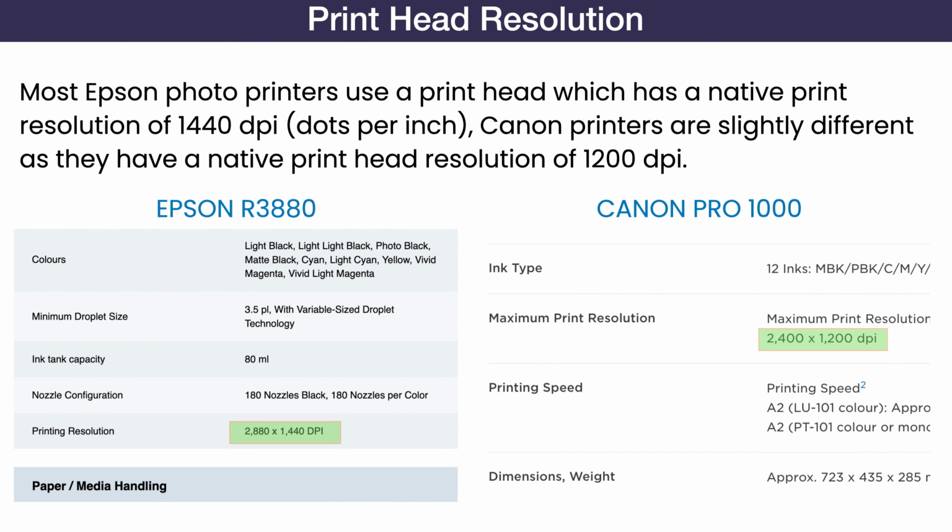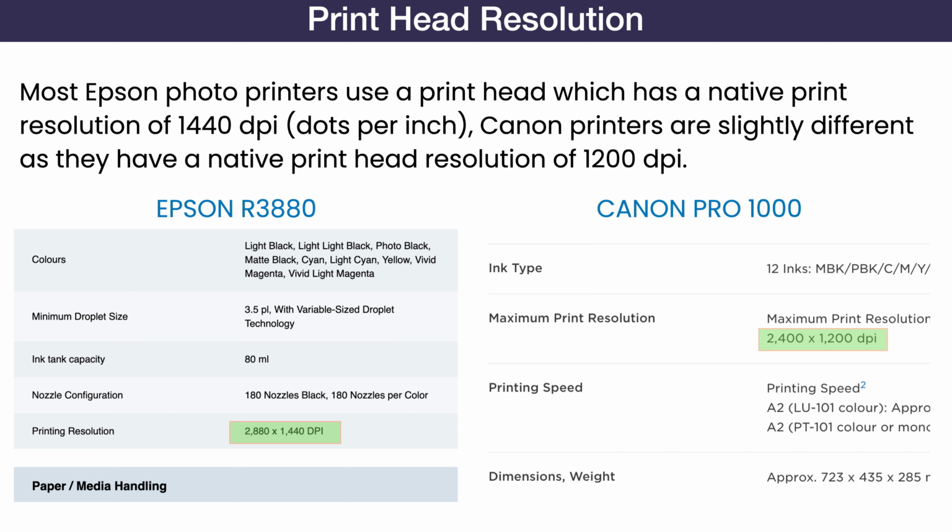The one on the left is an Epson R3880. It's an old printer now. This is the one that I use, and it really is a workhorse, and it's been going well for a number of years. The one on the right is a Canon Pro 1000.